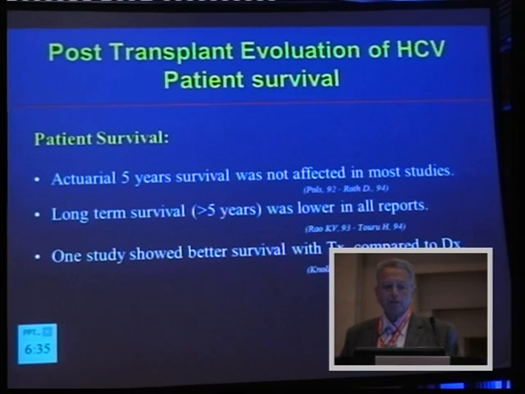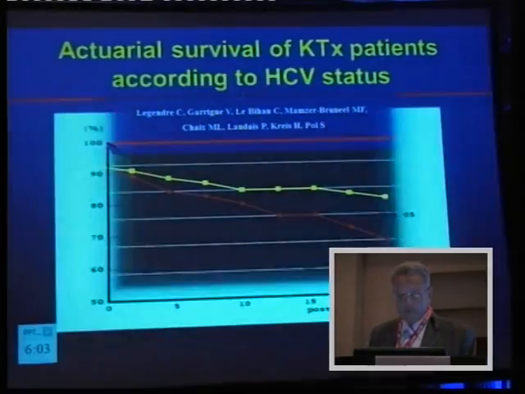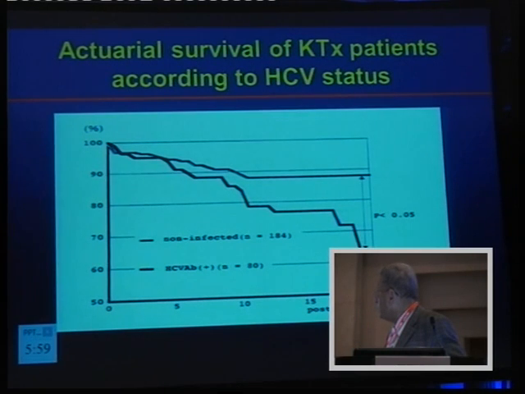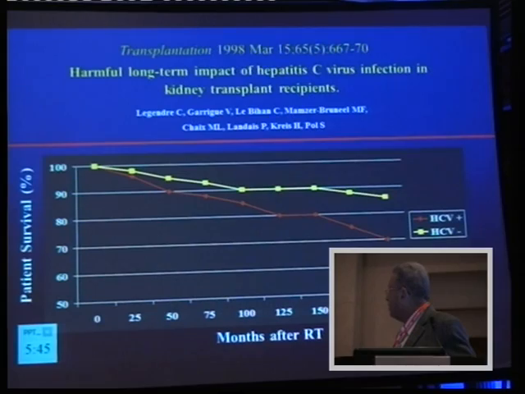What about the patient survival? Actually, 5-year survival was not affected in most studies. This is for the patient. Longer-term survival was lower in all reports in positive patients, and our study showed better survival with transplant compared to dialysis in studies published in 97. And this study showed that up to 5 years there was no difference in the survival, and the deterioration starts after 5, reaching the maximum at 20 years. This study showed similar results, but the separation was earlier than 5 years.